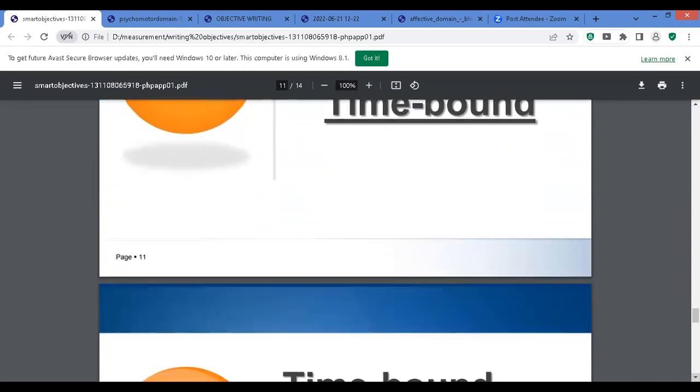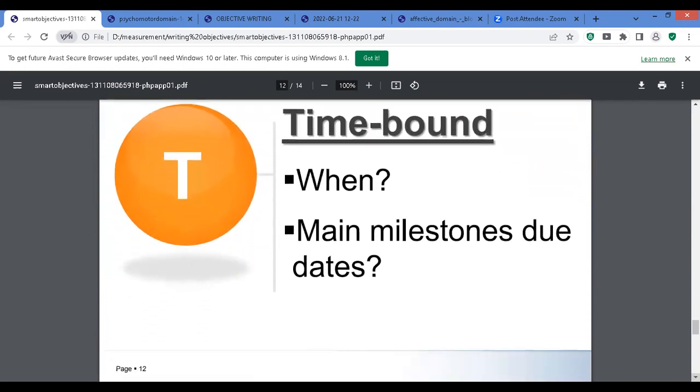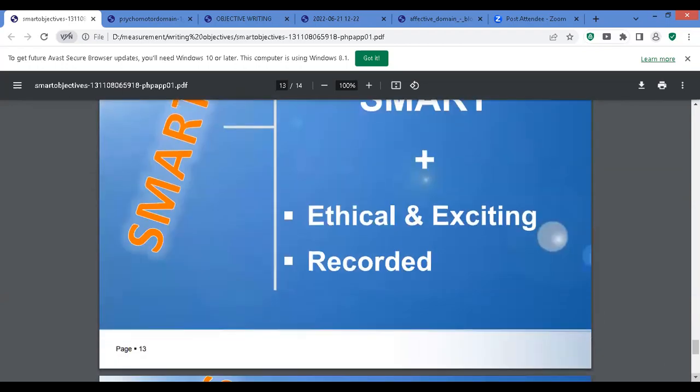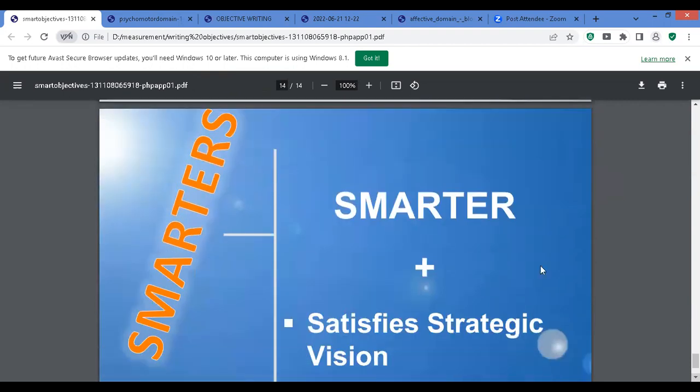And finally, time bound, right? So ask these questions related to time. When? What are the main milestones, due dates, if it's taking a long time? See by which level of the lesson, what stage of the lesson, how far the objective should have been achieved. And where is this going to take place? When are the students going to use this knowledge? So by asking those questions, you can make sure that your objectives are SMART.